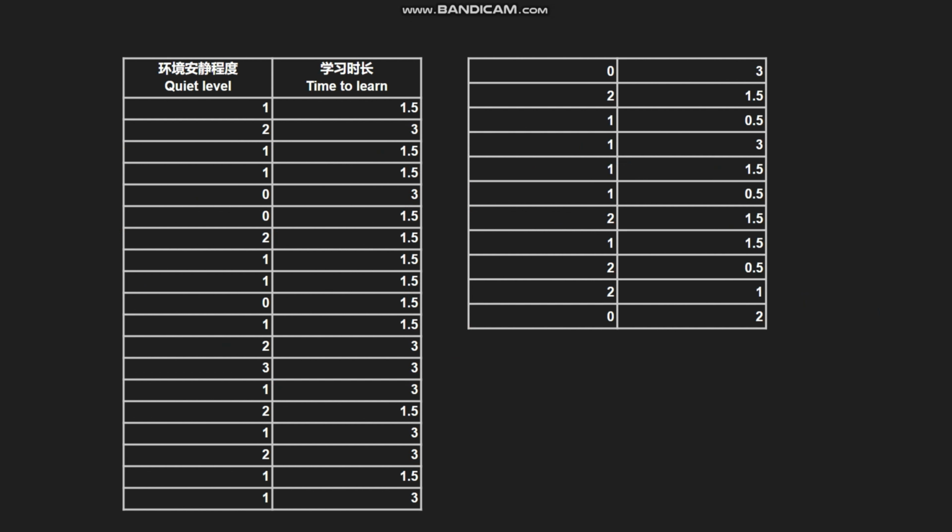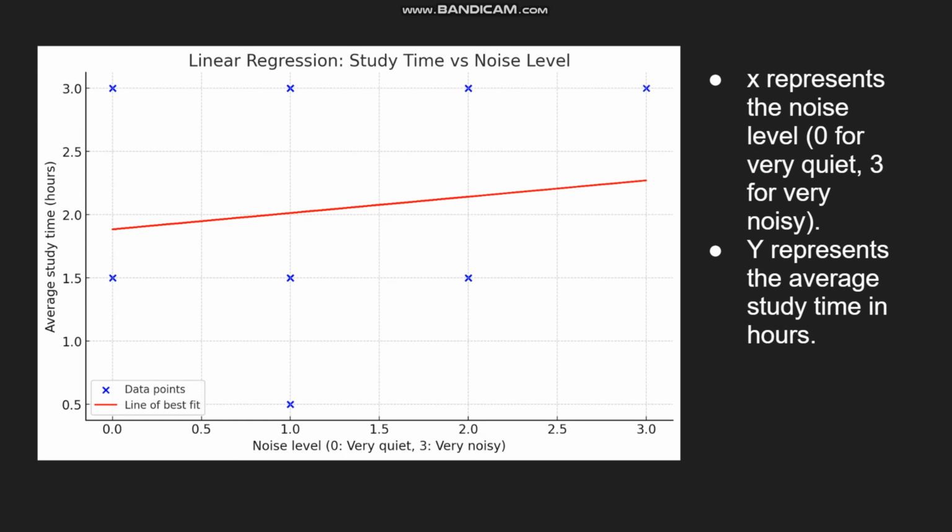So I've put this data into these plots, and this is the final plot. In this linear regression, the X represents the noise level, like I just said before, and Y represents the average study time in hours.